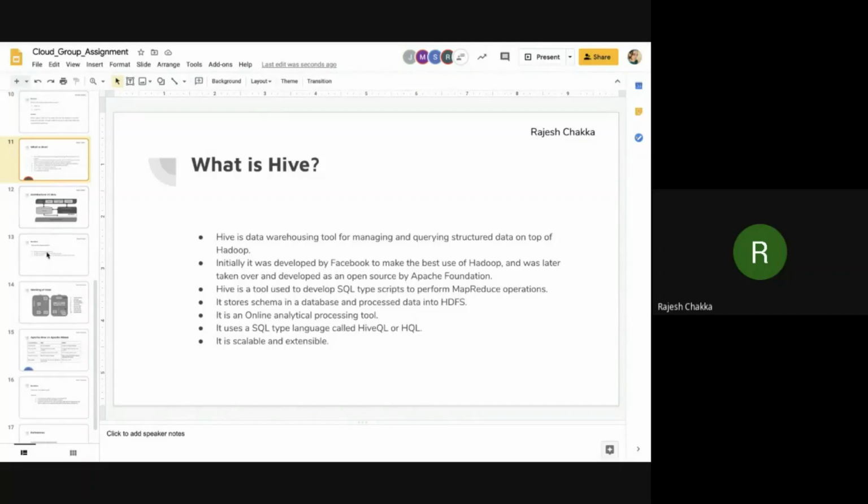It's basically an online analytical processing tool. Hive basically uses a SQL type language called HiveQL or HQL. Hive is scalable and extensible. Moving on to the next slide.